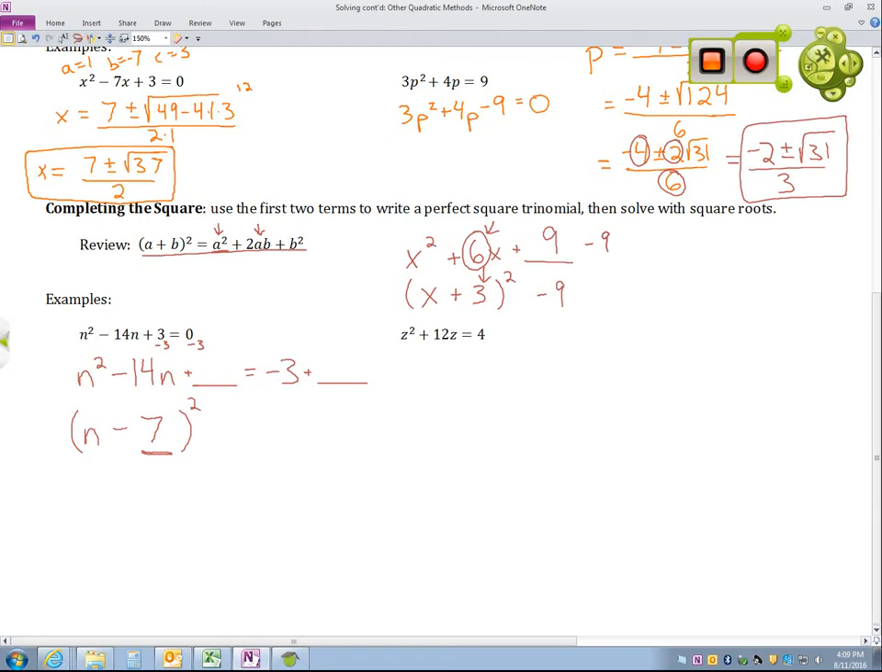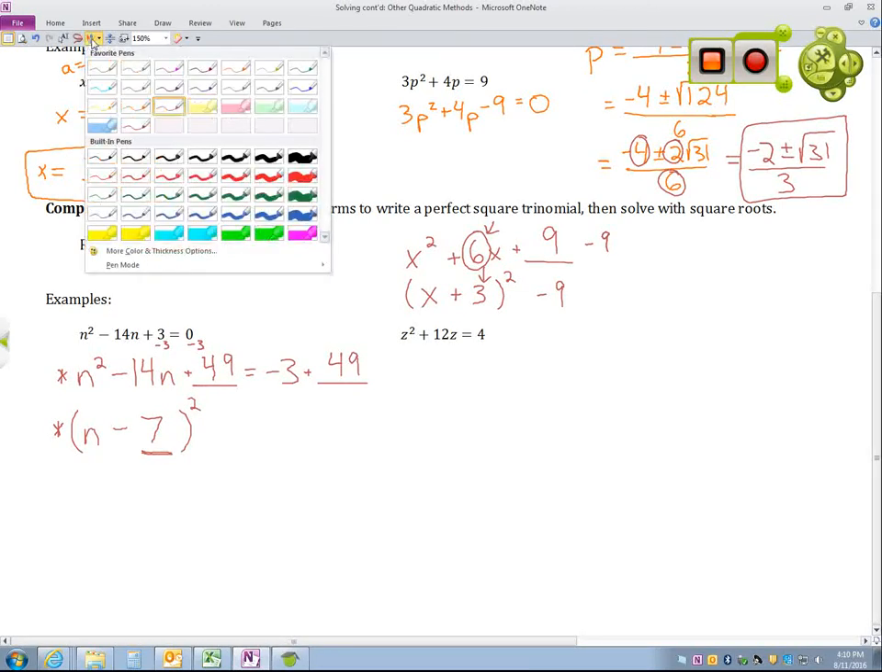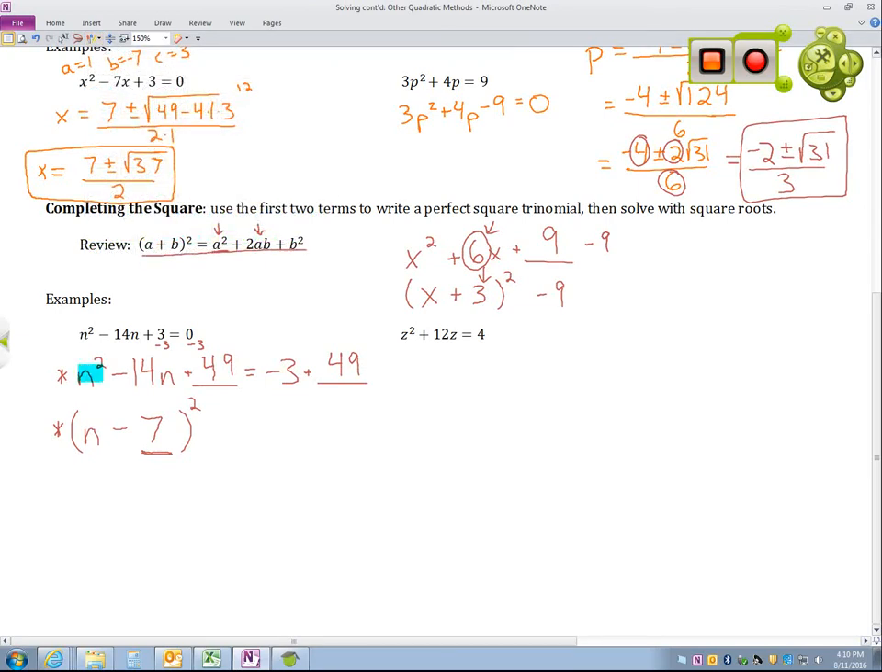Plus 7 squared, which is 49. So by changing from this expression to this expression, we have added a 49 that didn't used to be there. Not a problem if we go ahead and add 49 on the other side as well. So these three terms, the n squared minus 14n plus the 49 that didn't used to be there, are equal to this expression.